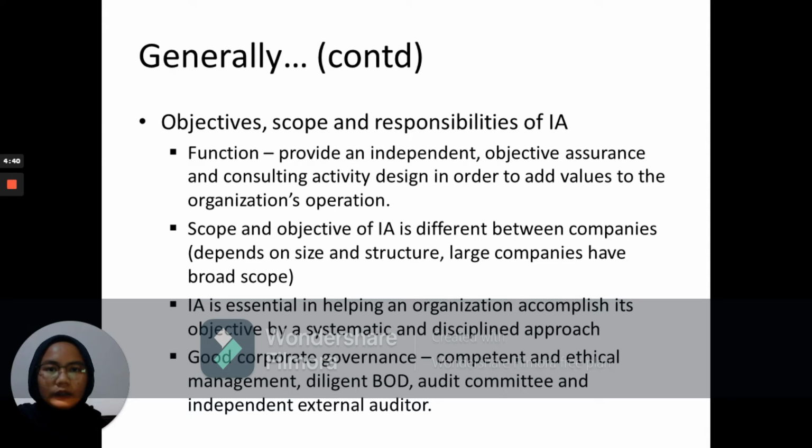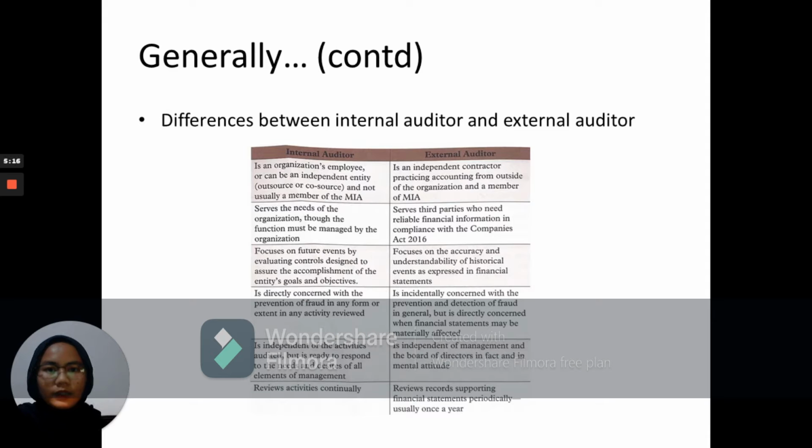The internal auditor is one of the pillars of good corporate governance. There are four elements, which are competent and ethical management, diligent board of directors, audit committee, and independent external auditor. The table shown in the slide is the differences between internal and external auditors. The internal auditor is determined by the management. Their target is indicated by the requirements of the organization. While an external auditor is designated to report independently on the operating results and financial position that have been audited.